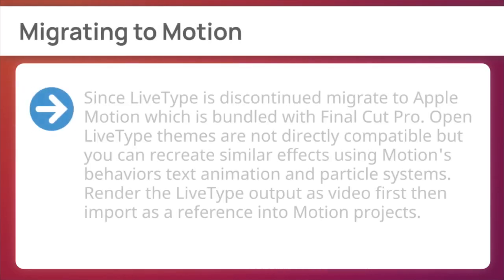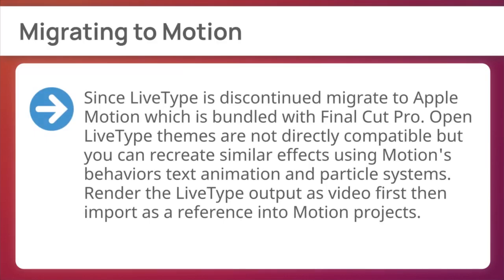Next, migrating to Motion. Since LiveType is discontinued, migrate to Apple Motion, which is bundled with Final Cut Pro. LiveType themes are not directly compatible, but you can recreate similar effects using Motion's behaviors, text animation, and particle systems. Render the LiveType output as video first, then import it as a reference into Motion projects.